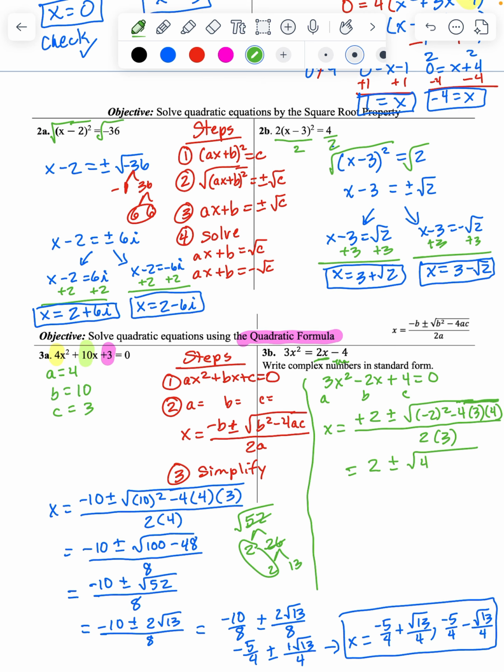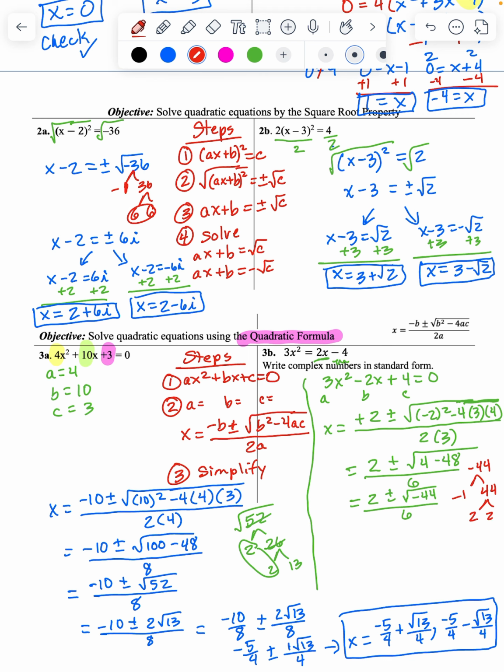So negative 2 squared will be positive 4. 4 times 3 is 12, times 4 will be 48. All of that's over 6. 4 minus 48 will be negative 44. And simplifying the square root of negative 44, we've got negative 1 times 44. So we're going to have an I.